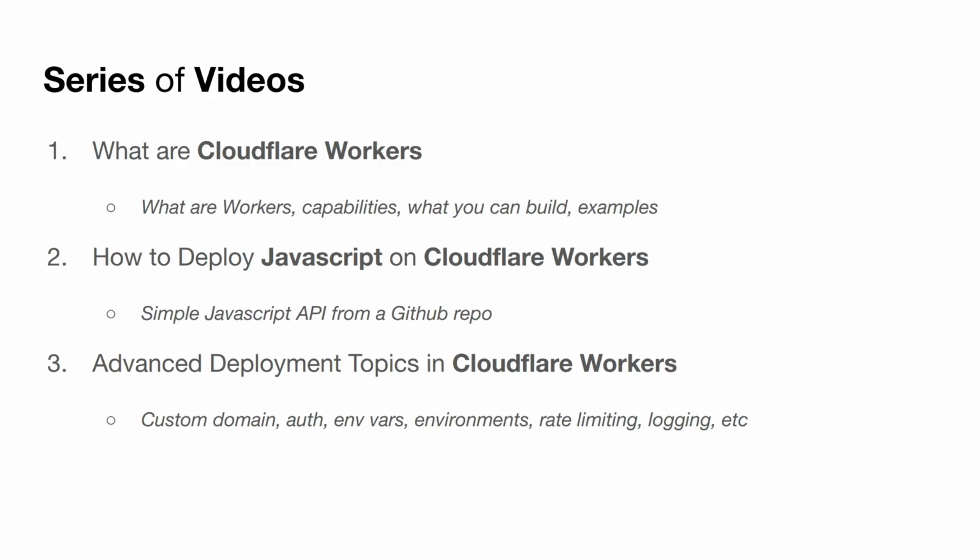In the next set of videos, we're going to show you very practically how you would do a deployment of some JavaScript code within the workers. We're going to do that by creating a simple API from a GitHub repository and to build and deploy it directly. And then there's many additional topics related to Cloudflare Workers that we can add once we have deployed. We're going to be covering those advanced topics as well later on. That includes custom domain setup, authentication, authorization, environment variables, secrets, multiple environments, rate limiting, logging, and so on.